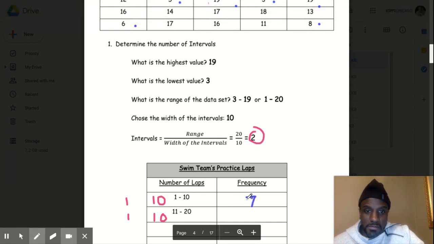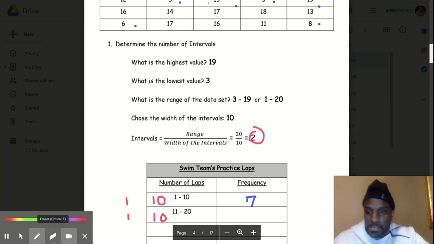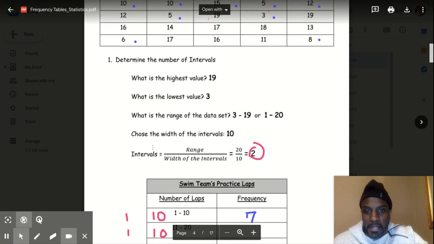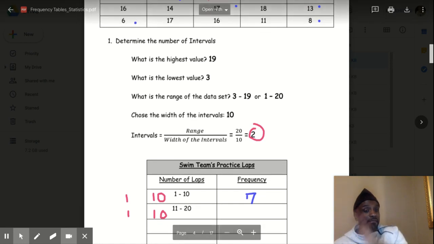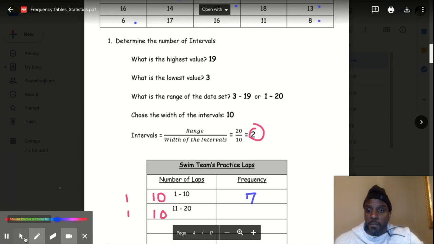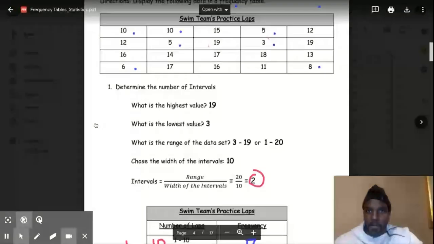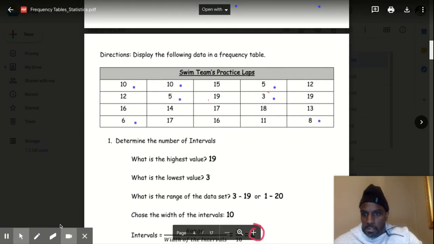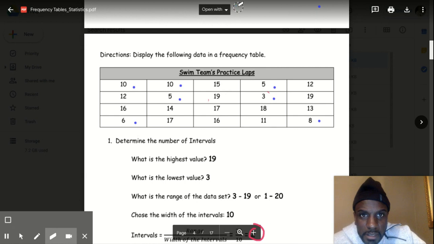I have 7 times I saw someone that did 1 to 10 laps. Now, let's go back up. Now we're going to look at how many did 11 to 20. Oh, with 13. 13 is within the 11 to 20 range. So it has to fit in there. Let's go. Roll it down. I'm seeing these blue dots up here and it's bothering me.